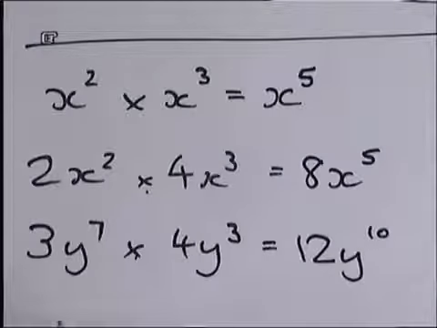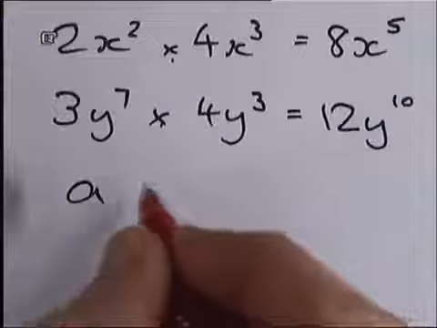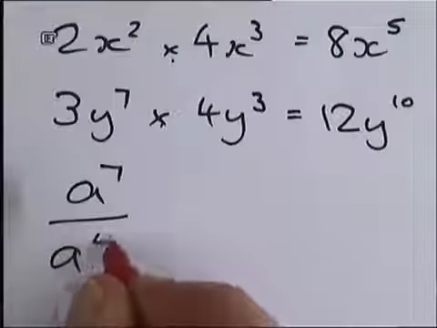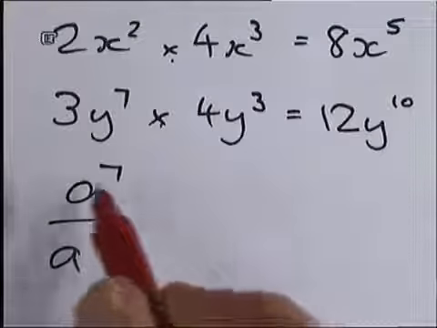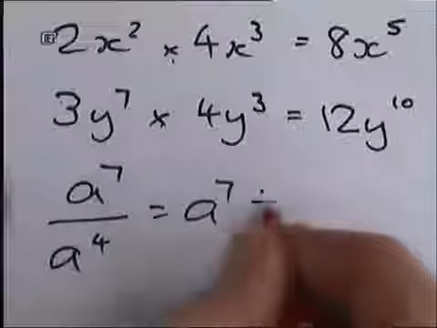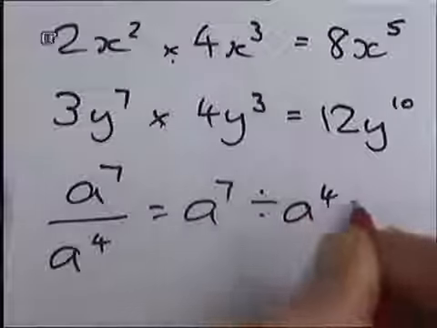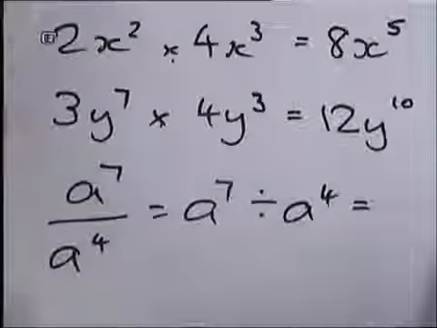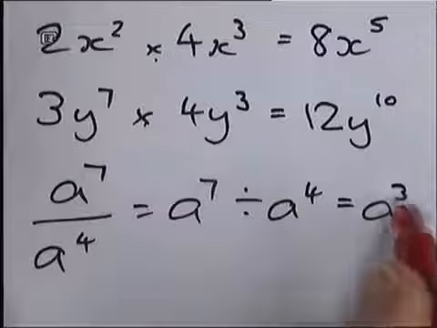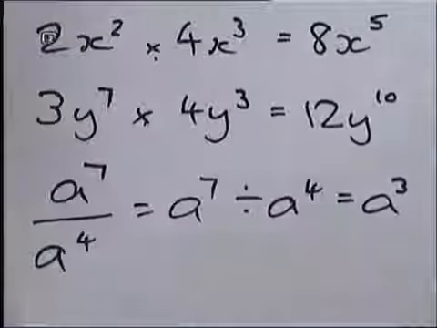We can do this with dividing as well. If we had a to the power of 7 over a to the power of 4, because that's what this means here, if you've got an over, that's a divide. That's just the same as a to the power of 7 divided by a to the power of 4. Remember, when you're dividing, you do a taking away, so that would be the same as a to the power of 3.